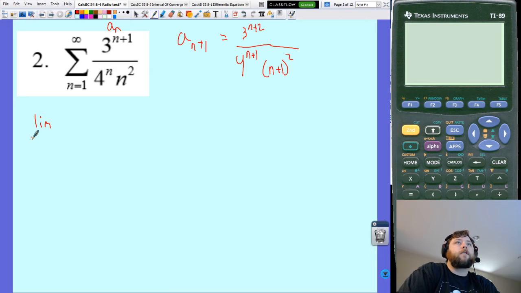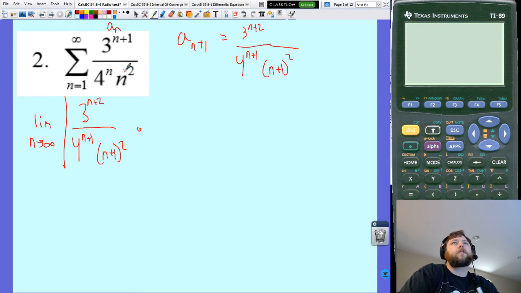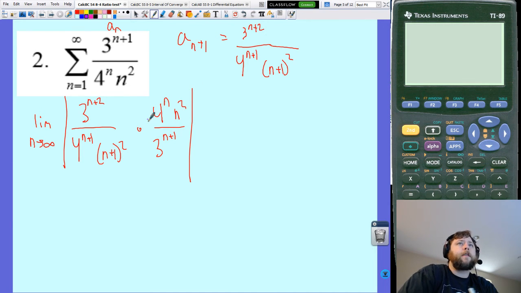All right, so the limit as n goes to infinity of the absolute value of a sub n plus 1, so 3 to the n plus 2 power over 4 to the n plus 1 times n plus 1 squared, times the reciprocal of a sub n, which is 4 to the n times n squared over 3 to the n plus 1 power. Now you play the cancel game. Again with the last problem, this is 4 to the n and 4 to the n plus 1. That's going to go away, and then I'm just left with a 4 left over.